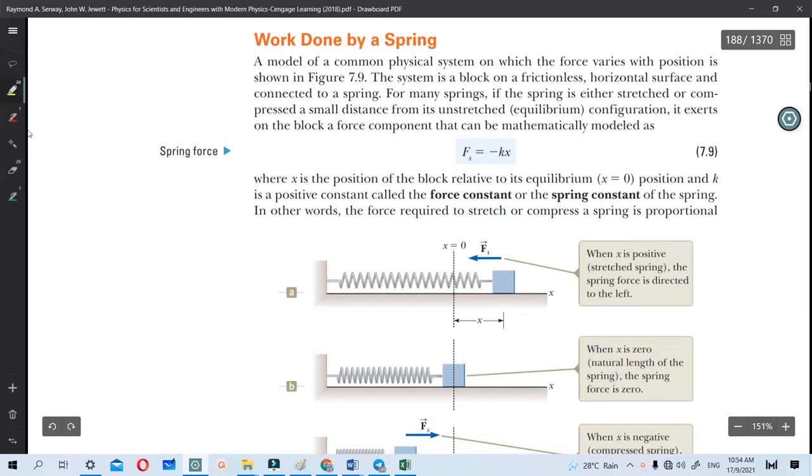Now if you can recall from what you have learned in high school, spring force is a product of negative k times x, where k is a constant. The force constant is just to reflect that it belongs to the spring, or spring constant.